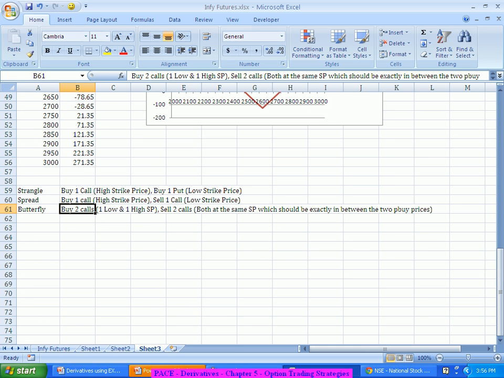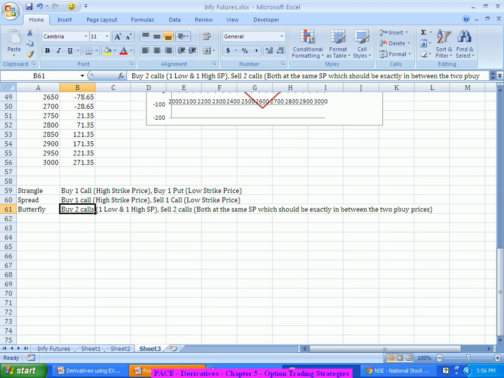Buy two calls, one at a very low strike price, let's say 2-4, the other at a very high strike price, 2-6, and sell two calls both at the same strike price, which should be exactly in between the two buy prices, 2-4 and 2-6. The exact in between of that is 2-5. Now we'll try to write the payoff for this strategy.